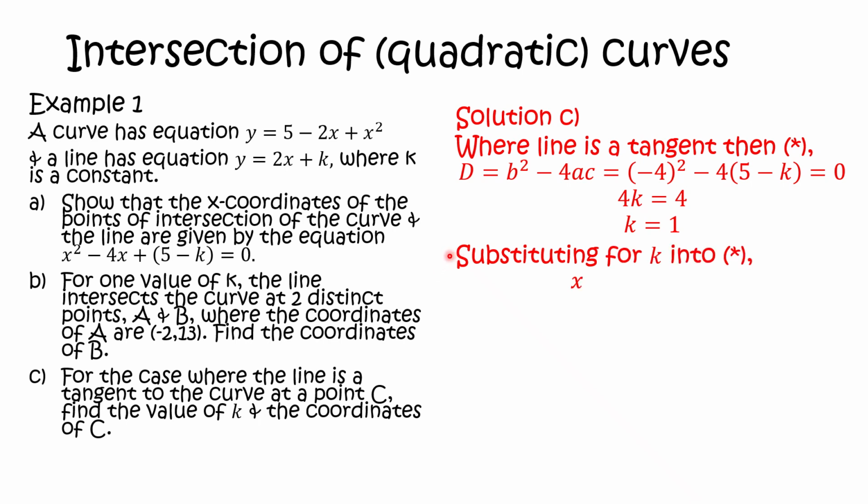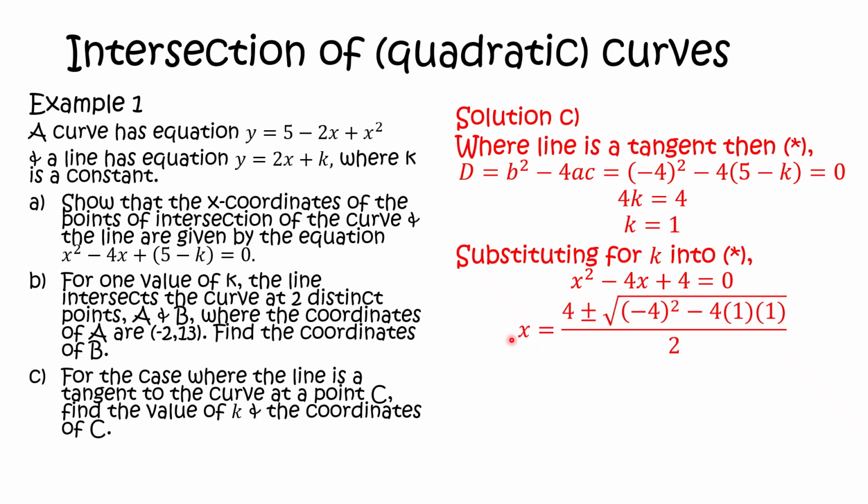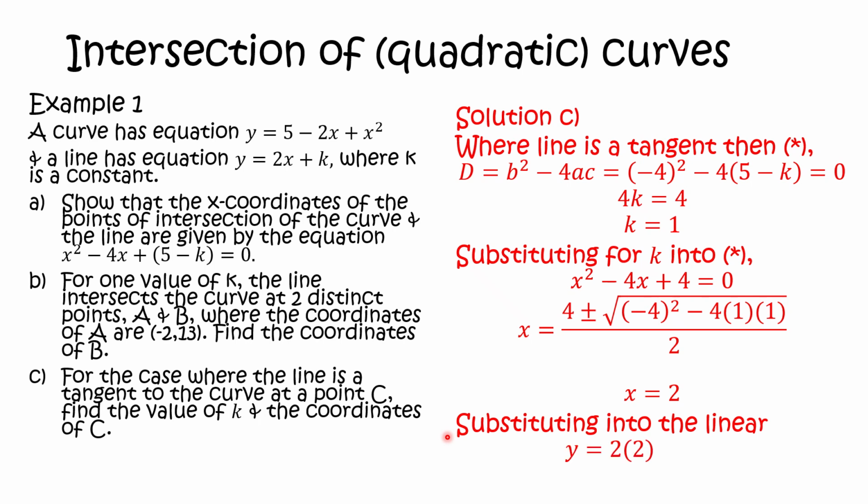Substituting for k into that equation star, we are going to get x squared minus 4x plus 4 is equal to 0. Now solving for x using the quadratic formula this time around, we are going to substitute for the a, b, and the c. We are going to have x is equal to 2. So substituting it into the linear equation, we get the y of 5. This therefore implies that C is the point (2, 5).